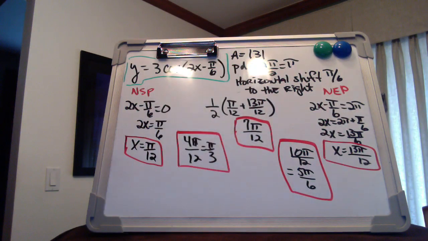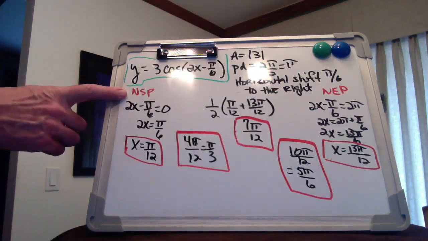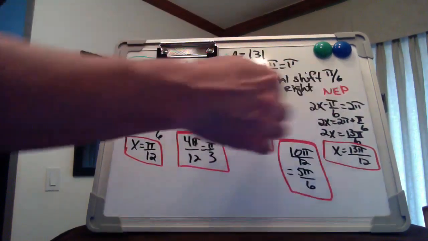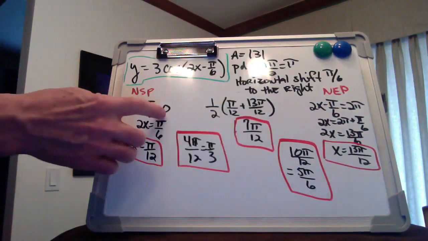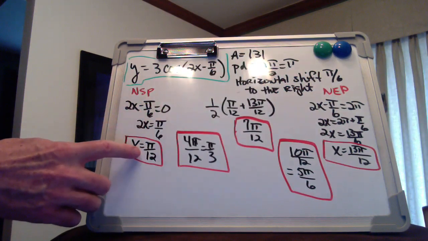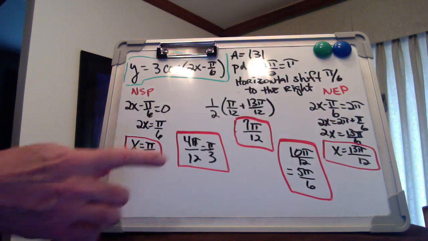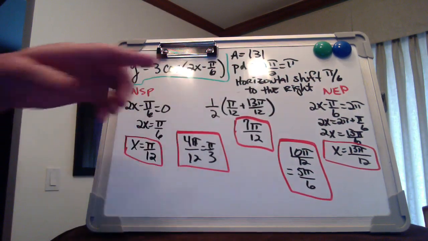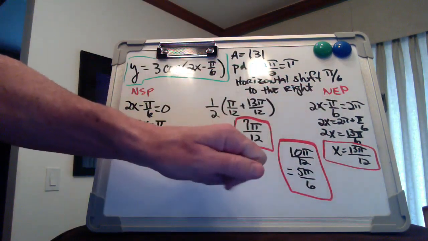So just like in a previous video, I have my NSP, my new start point, my new end point. I find this one by setting it equal to 0, and then solving for x. So my new start point is pi over 12. And if you look at this over here, my new end point, I set equal to 2 pi.